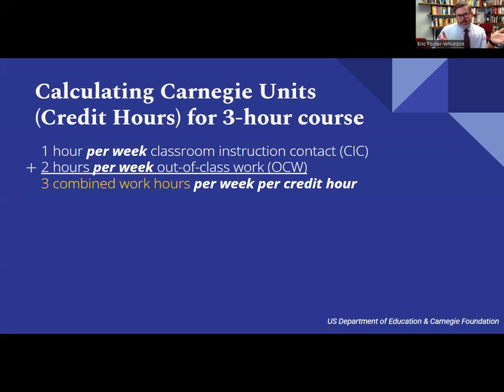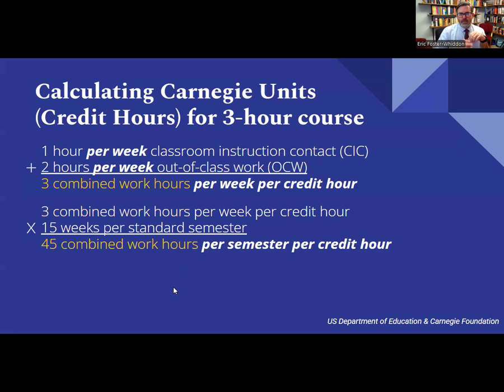So, in a typical residential setting, this would be 1 hour of lecture and then 2 hours of outside of class work before you come to the next lecture. If you've ever heard the rule of thumb, 1 hour of lecture equals 2 hours of work outside of class, this is where that comes from. Now we take this formula and we multiply it over the 15 weeks of a standard residential college semester, and you end up with 45 combined work hours per semester per credit hour, just one credit hour.